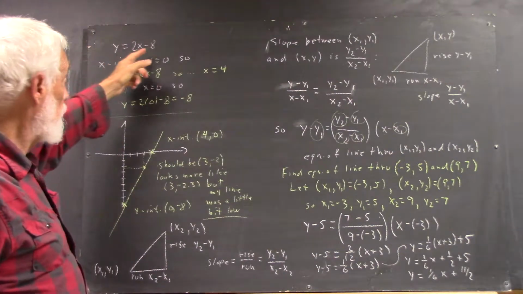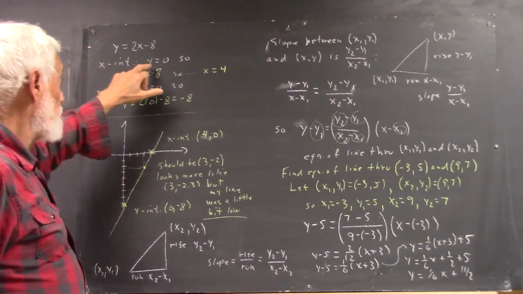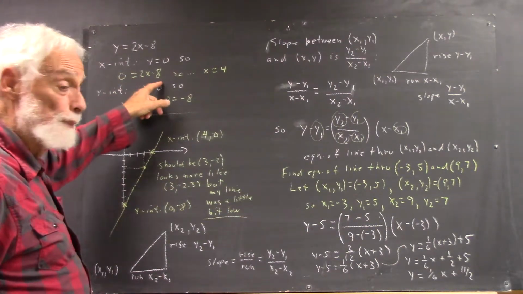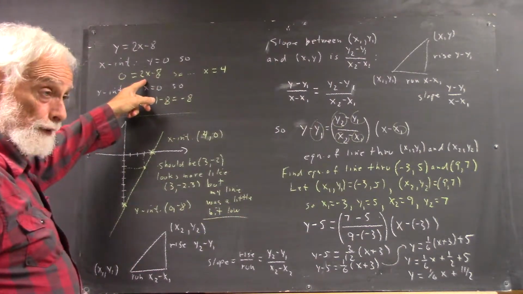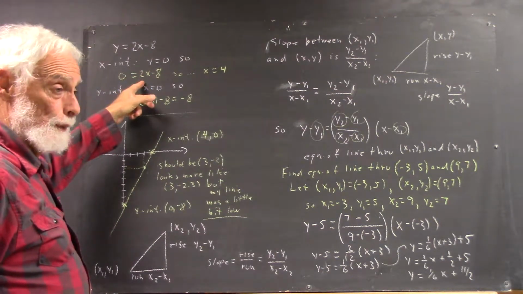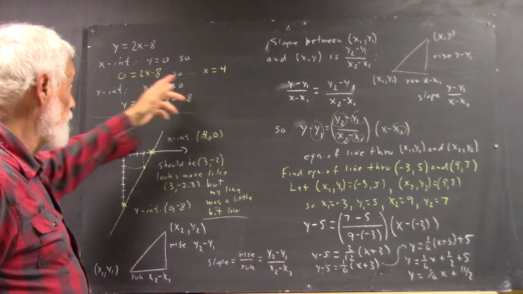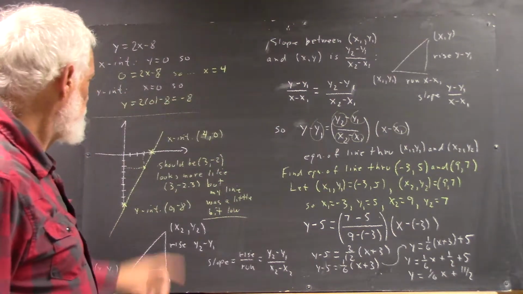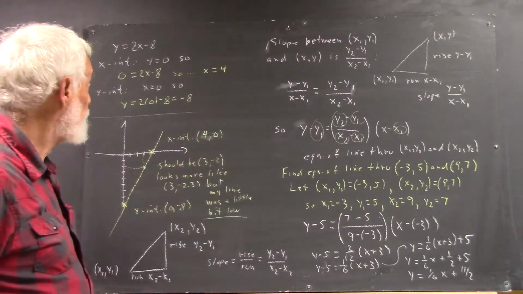Okay, y equals 2x minus 8. The x-intercept occurs when y equals 0. So we have 0 equals 2x minus 8. We solve for x. Well, we add 8 to both sides. We get 8 equals 2x. We divide both sides by 2. We get x equals 4. So that the x-intercept should be 4, 0.